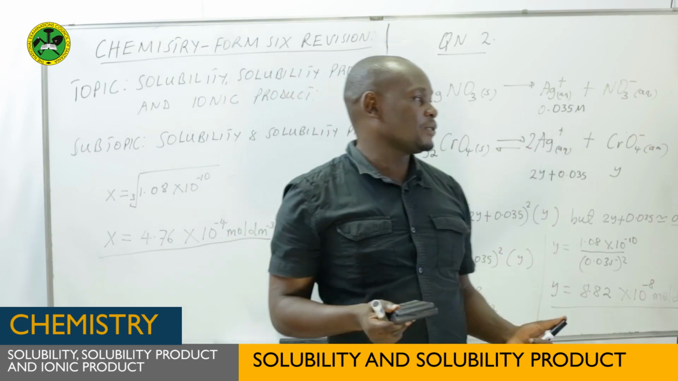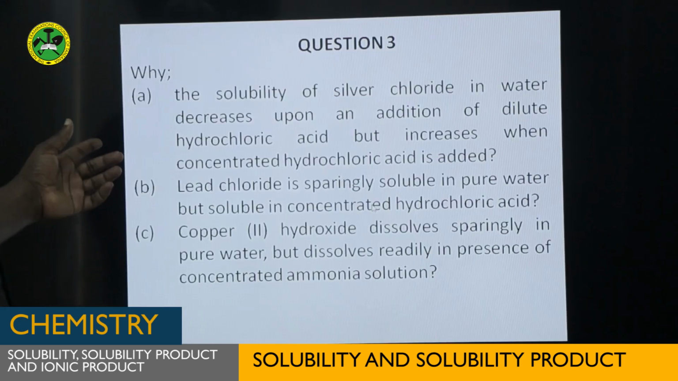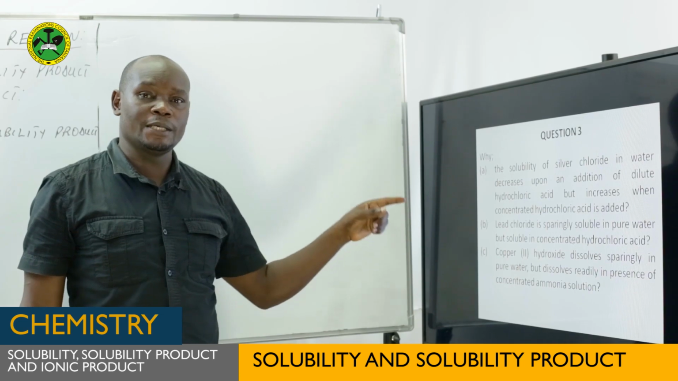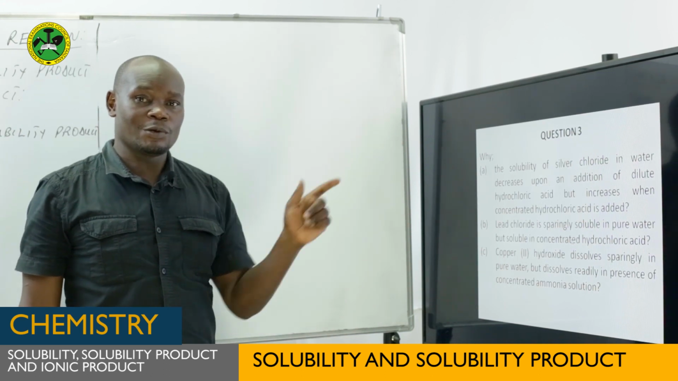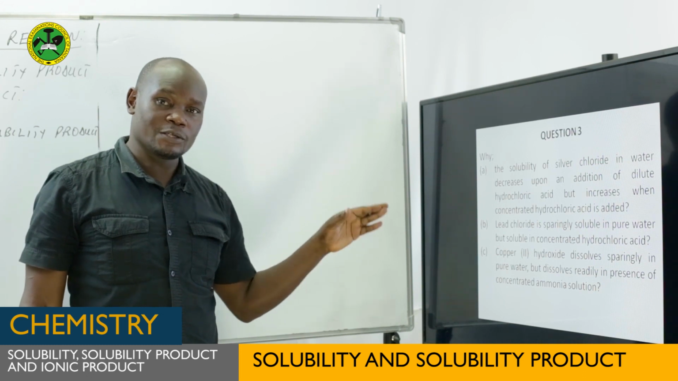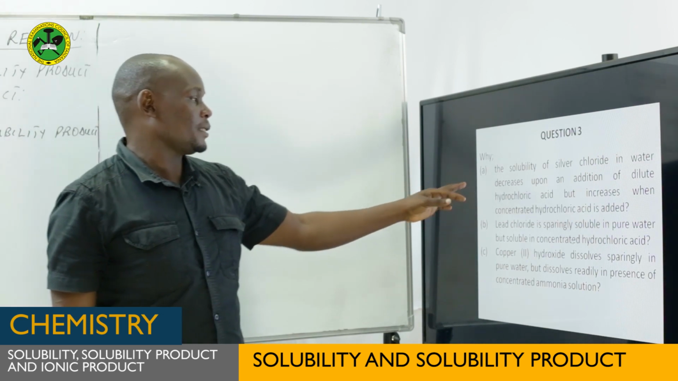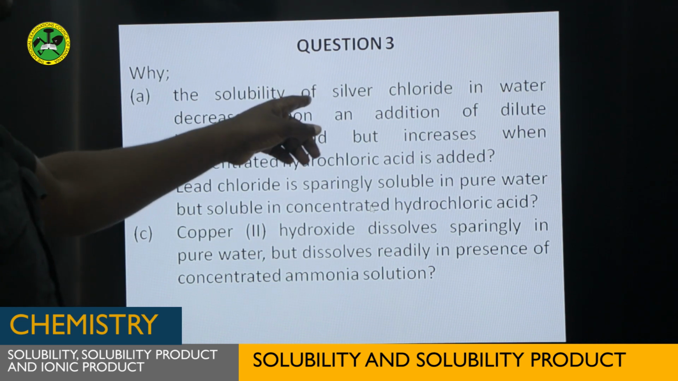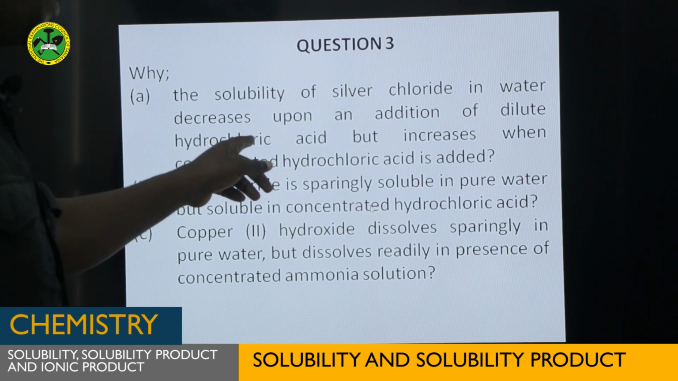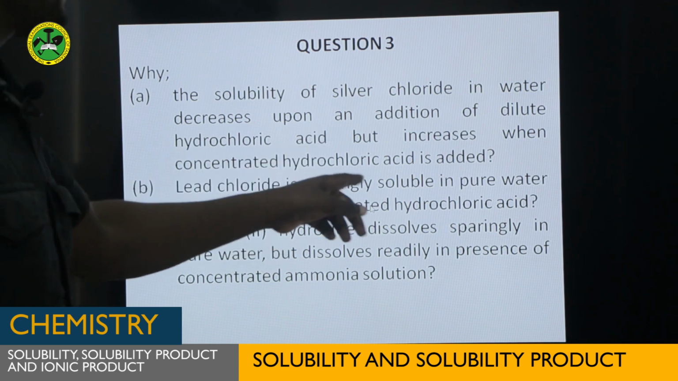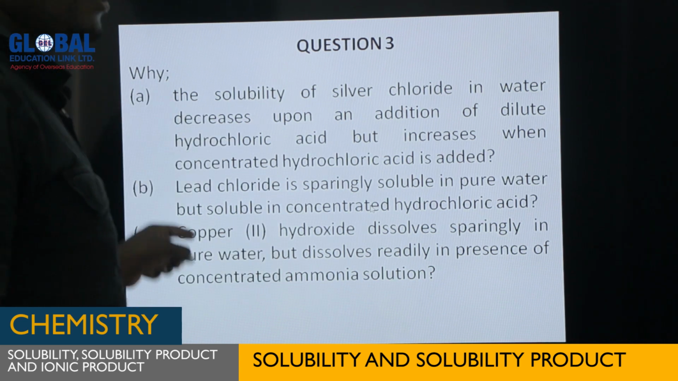Now from there, let us go and consider the third question. The third question requires you to use the knowledge of complex compound formation. You remember that we have discussed that one of the factors that affect the solubility of a sparingly soluble substance is the formation of complex compound. So here the question is: why does the solubility of silver chloride in water decrease upon addition of dilute hydrochloric acid, but increase when concentrated hydrochloric acid is added? So this is chemistry, so you have to show it and verify it by using equations.